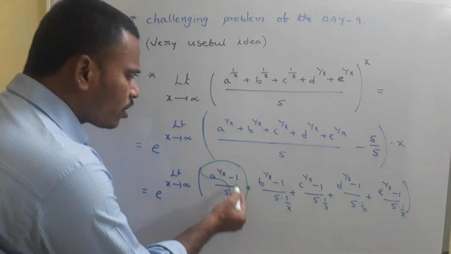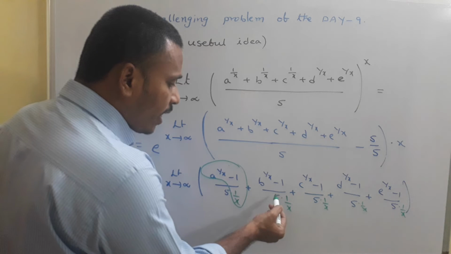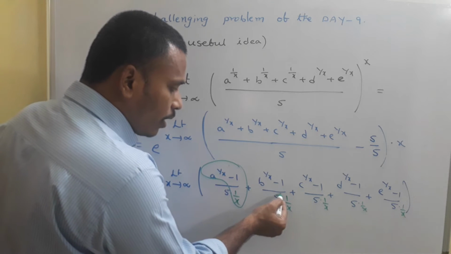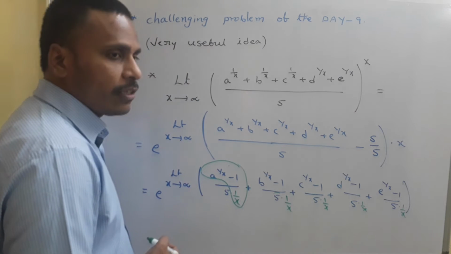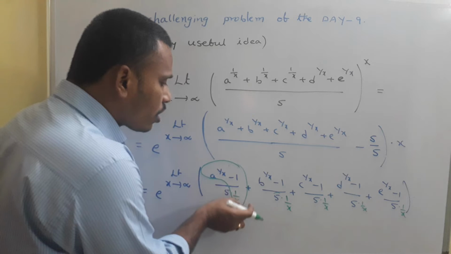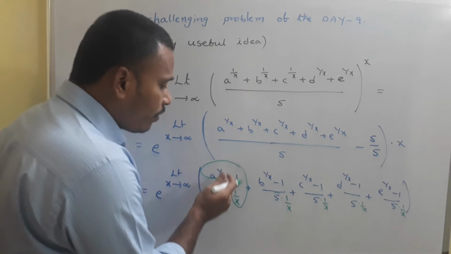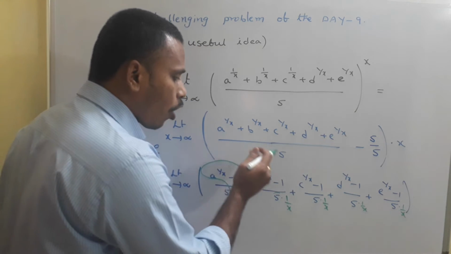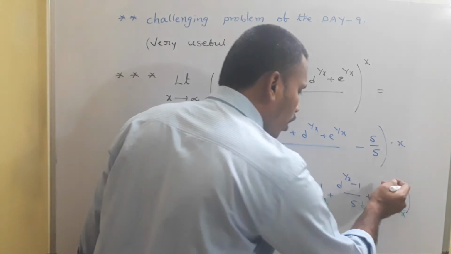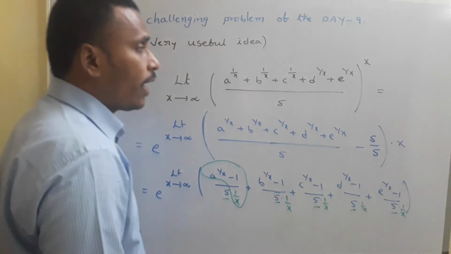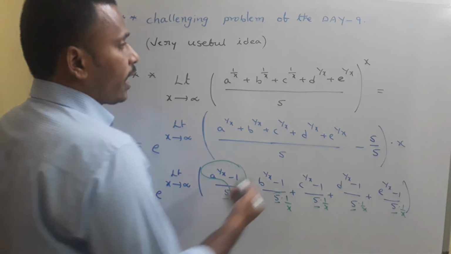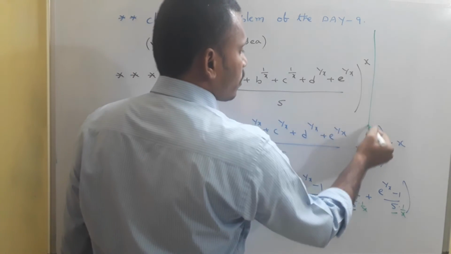So this is log a to the base e, and again here you just neglect this 5 and all the other part is log b to the base e. So when you use the standard limit, every term will give us log a, log b, log c, log d, log e, and we have 5 in the denominator for all the terms, and that's why we need to write it like this. I'm using this space.